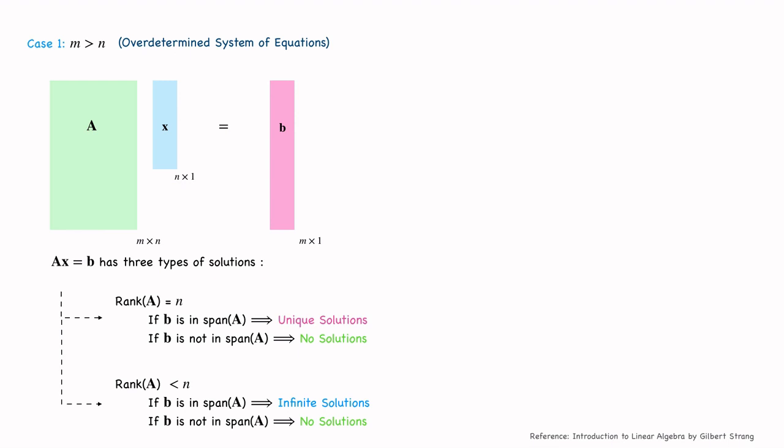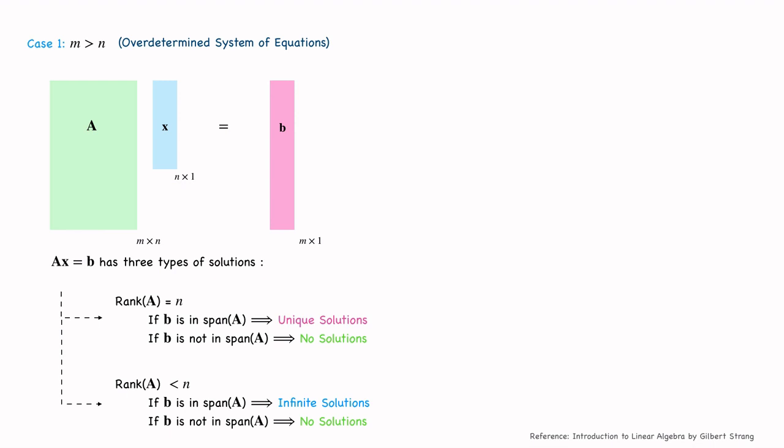It has to be noted here that rank of A is always less than or equal to the minimum of m comma n. If it is a tall matrix, it would be at most n. If it is a fat matrix, it would be at most m. So if rank of A is equal to n, which means it's a full column rank matrix, and if B is in the span of A, you will have a unique solution. And if B is not in the span of A, you will have no solutions. And there are other cases when rank of A is less than n. If B is in the span of A, you will have infinite solutions, and if B is not in the span of A, it has no solutions. So in summary, when B is not in the span of A, irrespective of the situation, it will not have a solution.